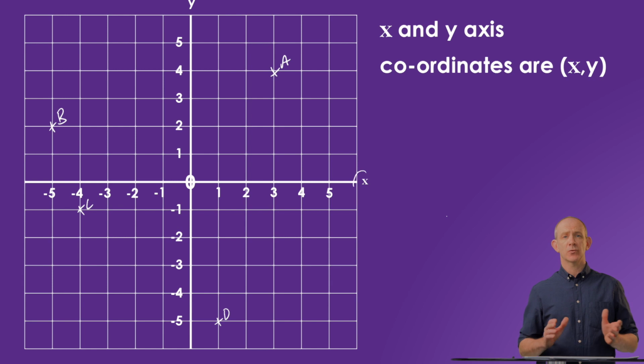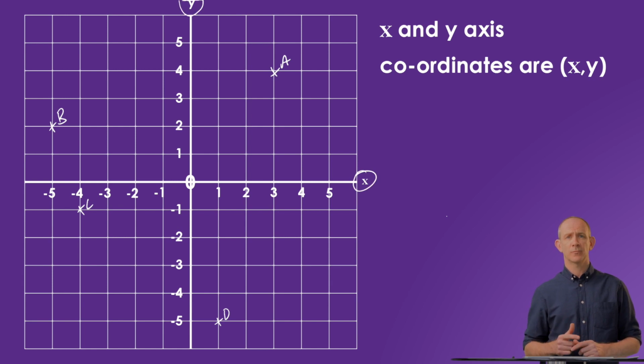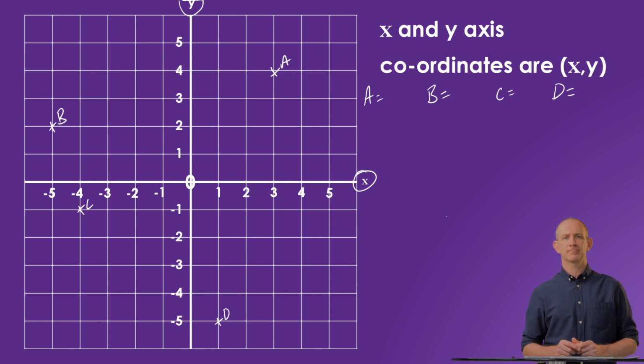The x-axis goes from left to right, and the y-axis from bottom to top. On the grid are 4 points. See if you can write down what the coordinates for each point are. Remember, the x-coordinate comes first, followed by the y-coordinate. Pause the video now, and I'll come back with the answers.